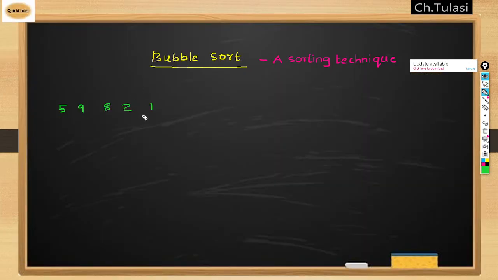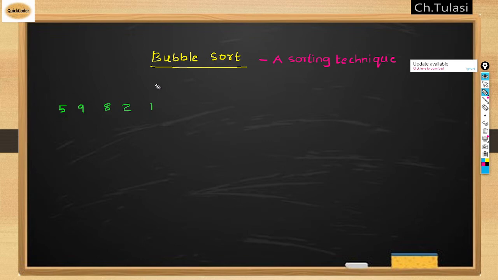Okay, so sorting technique. Bubble sort is a type of sorting technique which repeatedly swaps the adjacent elements and brings the largest element to the end. I want to explain this problem with an example. Okay, let's get started now.